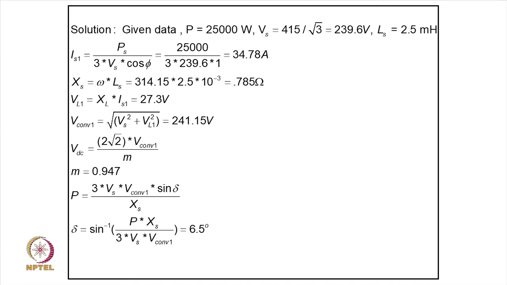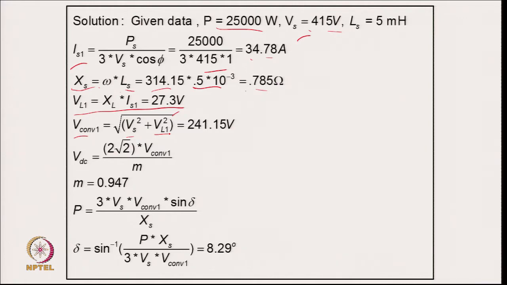The converter fundamental voltage will be the square root of VSC square plus the inductor drop square, because they are at quadrature for unity power factor. So, it comes to 241.15 volt, and from this relation we can find out the DC link voltage corresponding to the given converter fundamental voltage, and because the DC link voltage is also given, we can find out the modulation. So, it is operating at 0.947. So, it is operating in linear modulation, and from this power flow equation, 3 into Vs into fundamental converter voltage sin delta divided by X, we can find out the phase shift between the fundamental converter voltage and supply voltage from this relation. So, it comes to 8.29.